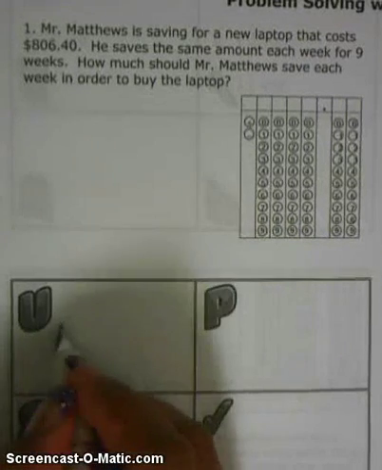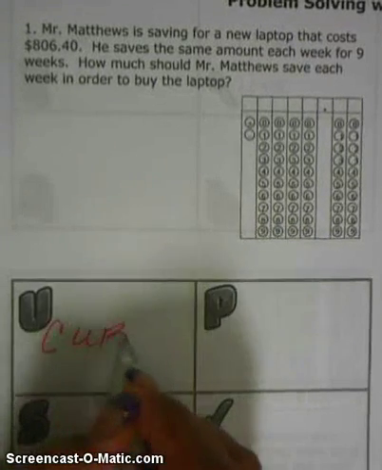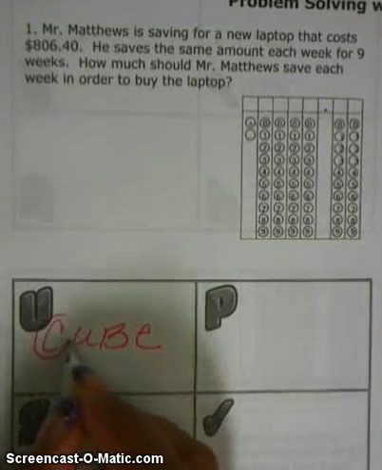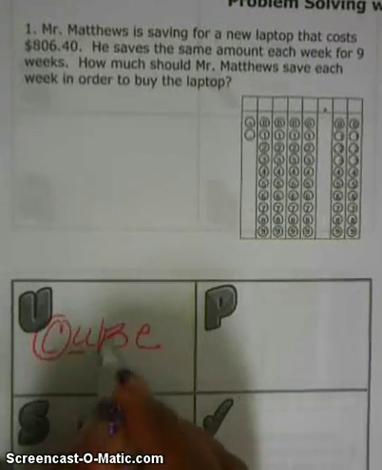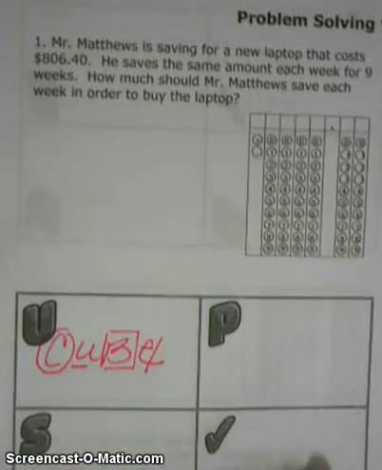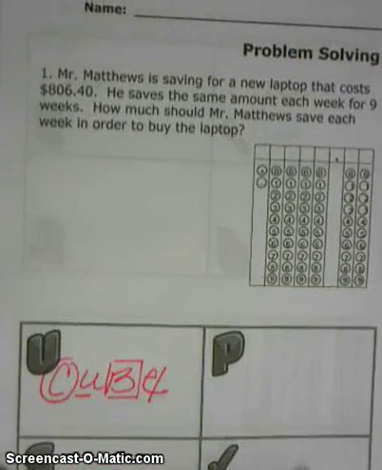So our U, we're going to cube. You should have learned this last year. We're going to circle our numbers, we're going to underline the question, we're going to box important information, and we're going to eliminate anything we don't need. So let's take a look at the problem.